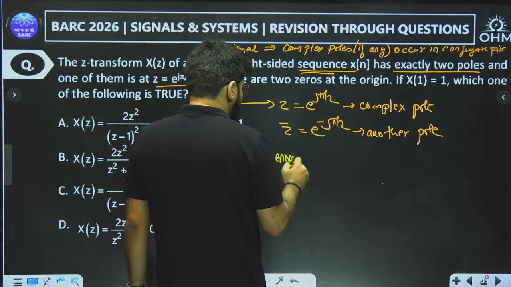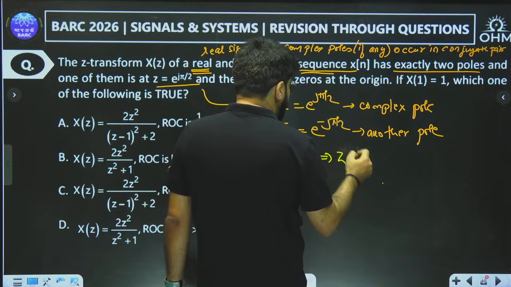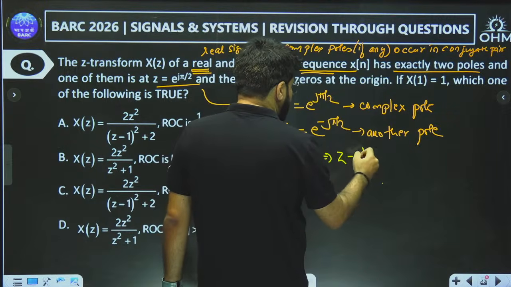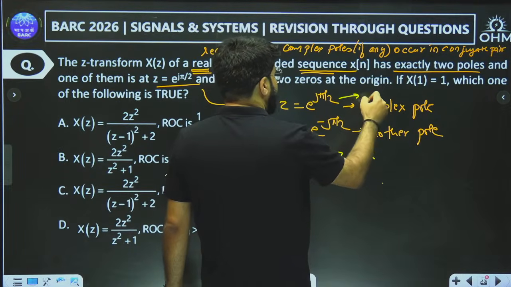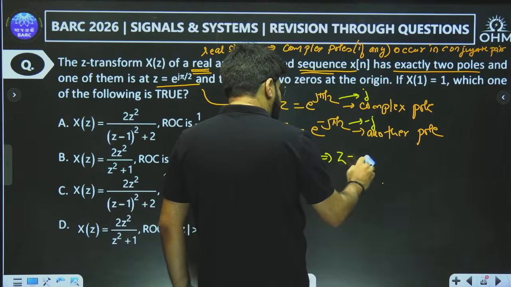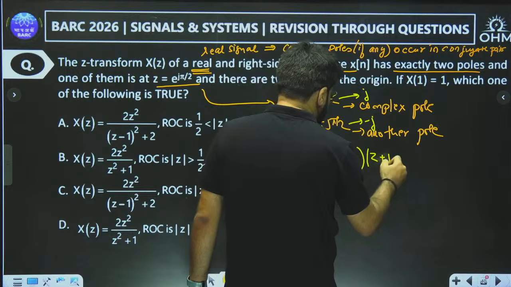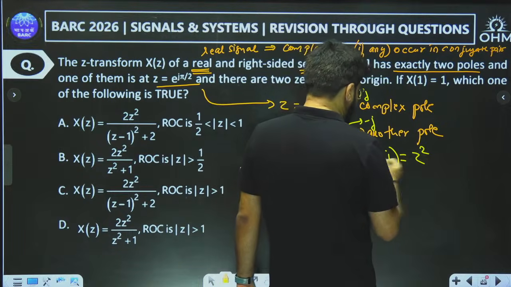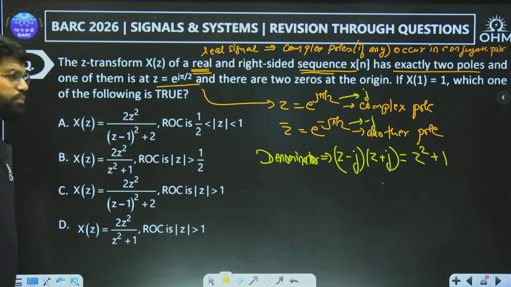Denominator: z minus e power j pi by 2, which we can calculate. e power j pi by 2 is cos pi by 2 plus j sin pi by 2, which is j. So the denominator can be written as z minus j multiplied by z plus j, and that is z square minus j square, where j square is minus 1. So the denominator has to be simply z square plus 1.